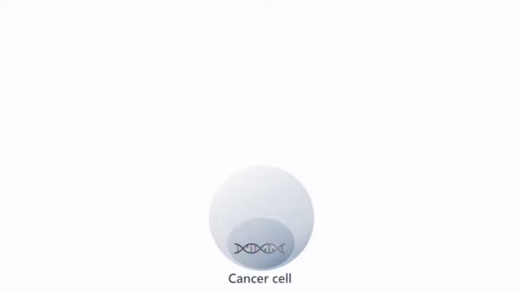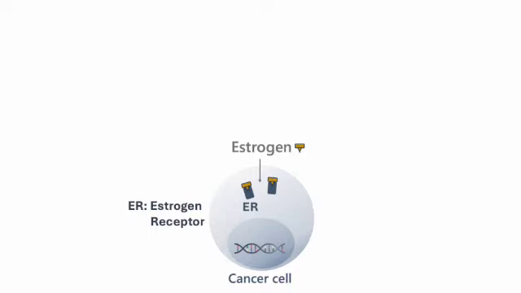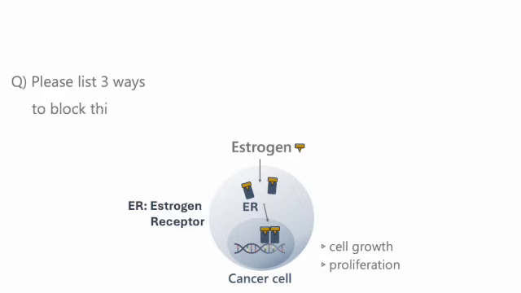Certain types of breast cancer are influenced by hormones such as estrogen. These cancers have receptors that bind to estrogen, promoting their growth. Treatments that prevent these hormones from attaching to the receptors are known as hormone or endocrine therapy. Question. Please list 3 ways to block this pathway.